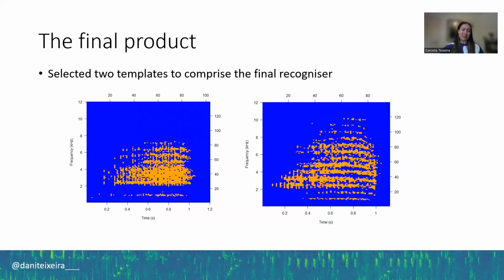So for the glossy black cockatoo, these were the 2 templates that were the best performers. I just selected 2 to keep it reasonably small. The more templates you have, the longer it takes to run, so again, it's a trade-off between speed and performance. These 2 performed pretty well. They're both nestling calls.